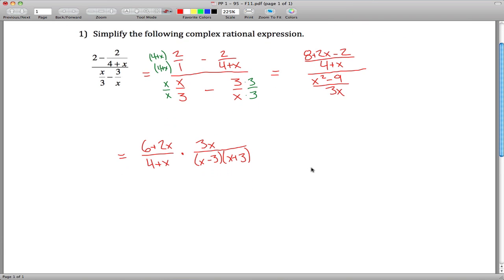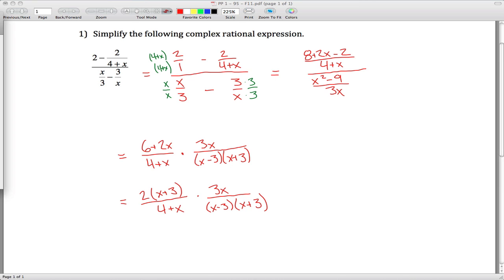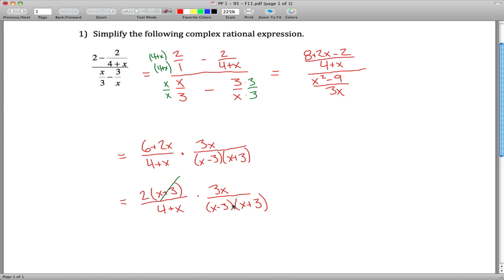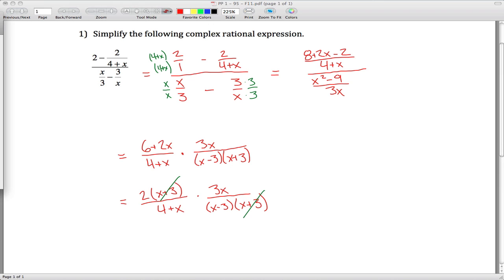And now we look to see if we can cancel anywhere. Turns out you can cancel if you notice that 6 plus 2x, we can factor a 2 out of it. And what we're left with is 3 plus x, which is the same as x plus 3. All this we'll just leave alone. We already factored it in the last step. And now, if we take a look, you've got an x plus 3 on the top here and an x plus 3 on the bottom here. So those cancel, but nothing else cancels. This 4 plus x, 3x, x minus 3, nothing in common there.